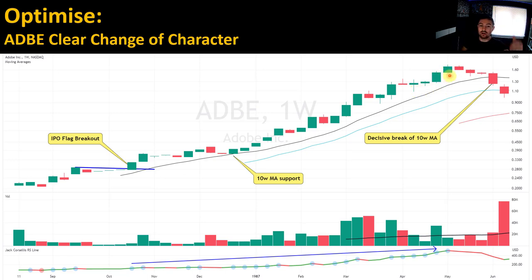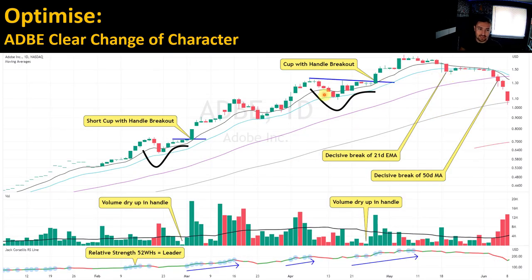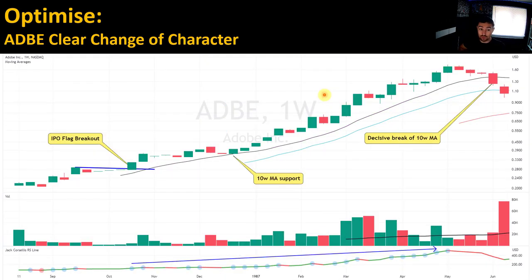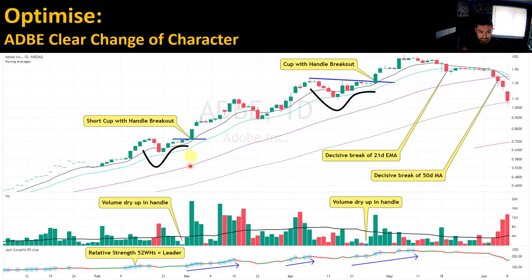Lower the bar, lower the bar, lower the bar on all or part of the position. Make sense? Here we go. Here's Adobe again. That was the weekly chart. Now we're looking at the same period in time, but on the daily chart. So here you get this cup and handle type pattern forming.